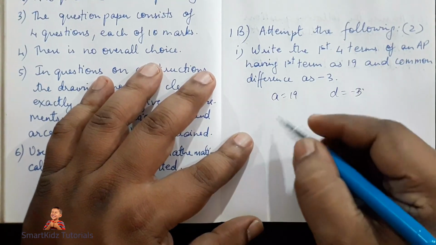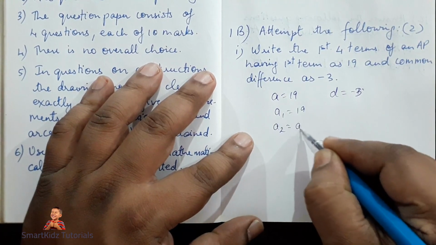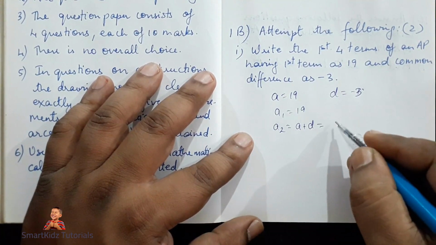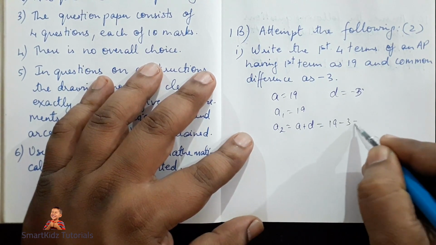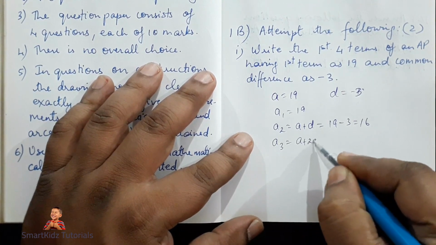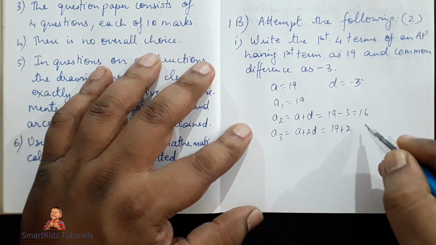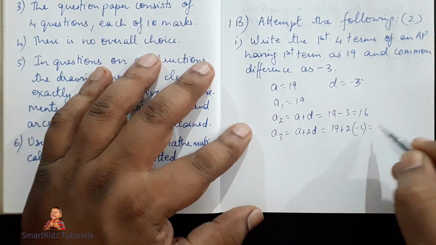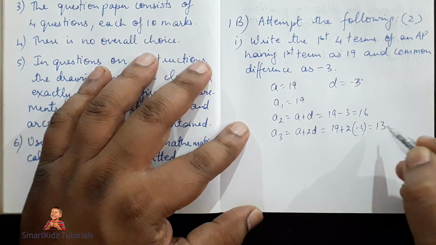So first 4 terms. So first term is 19. Second term can be given as A plus D, which is equal to A is 19 and D is minus 3. So 19 minus 3, which is 16. Third term would be A plus 2D equal to 19 plus 2 into minus 3, which comes to 19 minus 6, which is equal to 13.